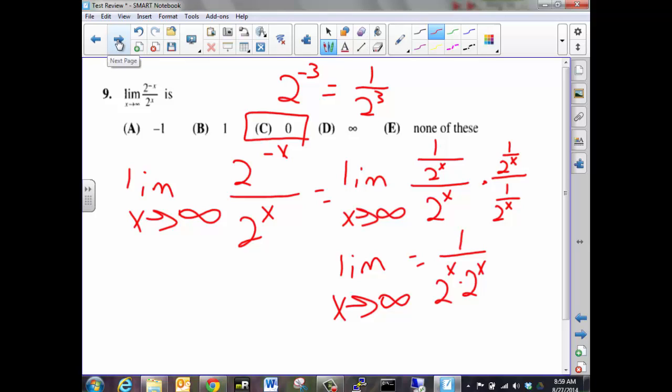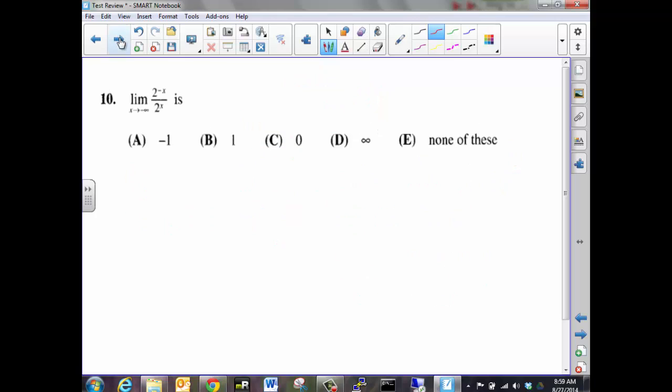There's a smaller degree on the top, therefore it's going to 0. Sounds right. Very good. Well, then with that logic, what did you do with this one? Same thing? And he says infinity.